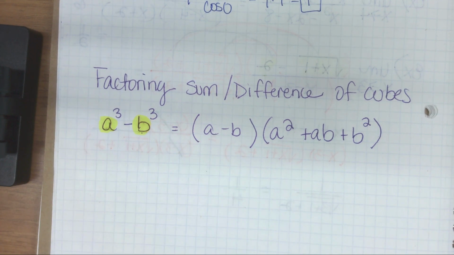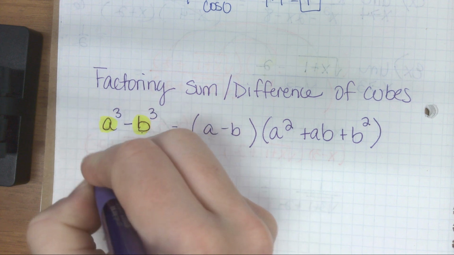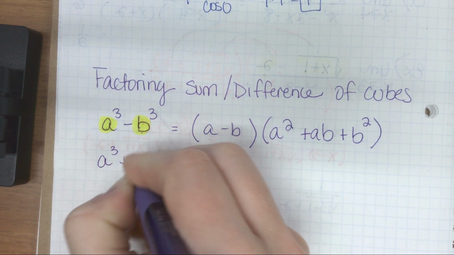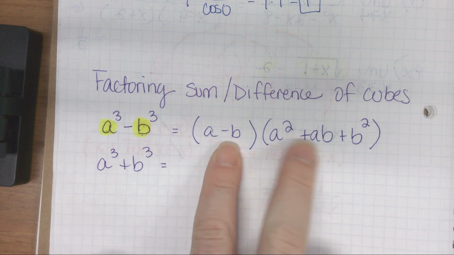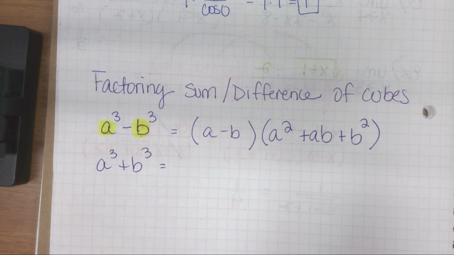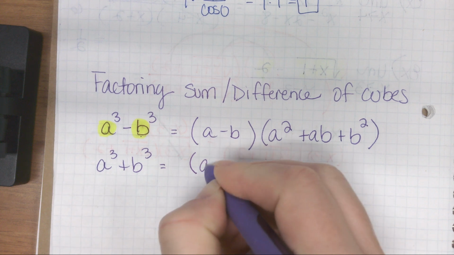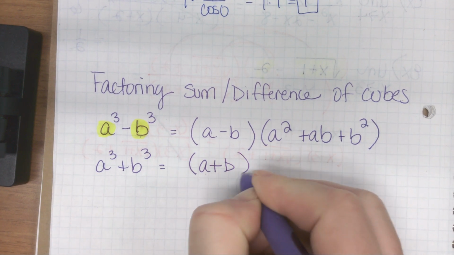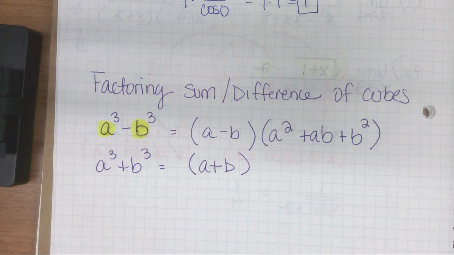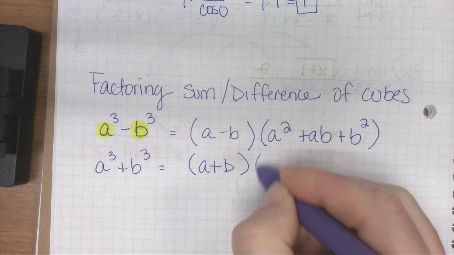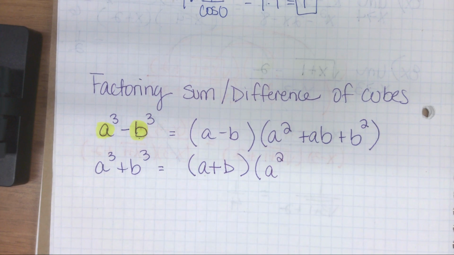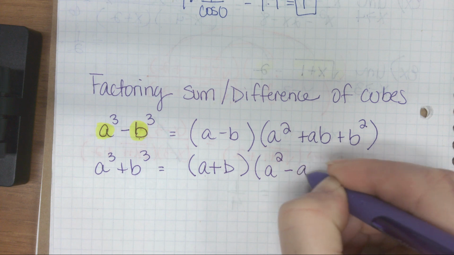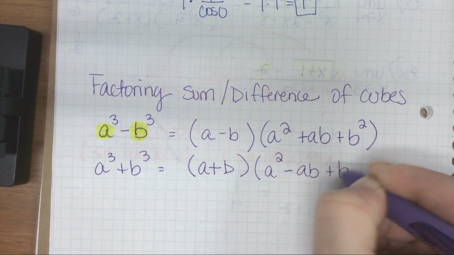All right, let's do the sum. What happens is it's the same factoring except these signs are switched around, okay? So this time the outside factor is a plus b, and the inside, or the quadratic, is a squared minus ab plus b squared.